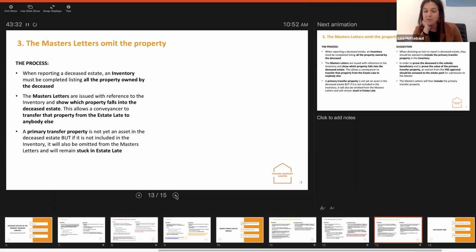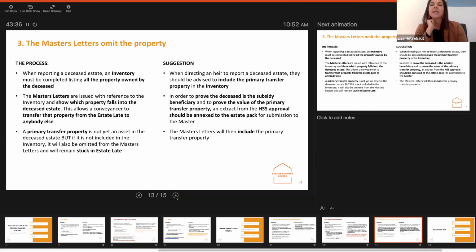So our proposed solution, if you can just bring up the next block for me, Kezia, is that when you tell an heir to go and report to the estate, you must tell them to include the primary transfer property in the inventory. So you give them the erf number. This is the erf number your deceased beneficiary was supposed to get. Please, when you fill in the inventory, include that property.